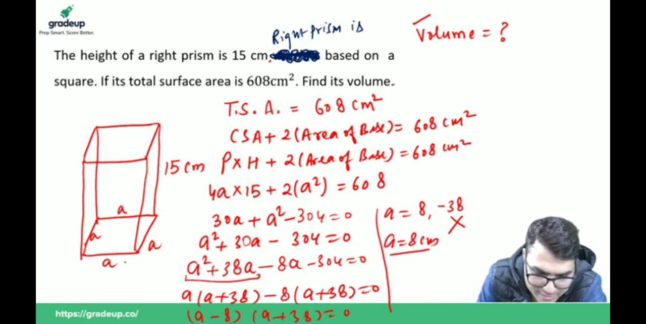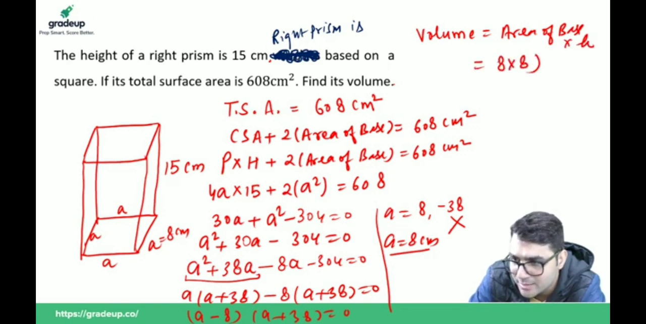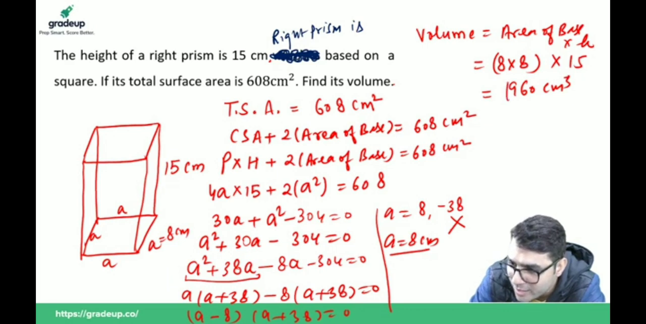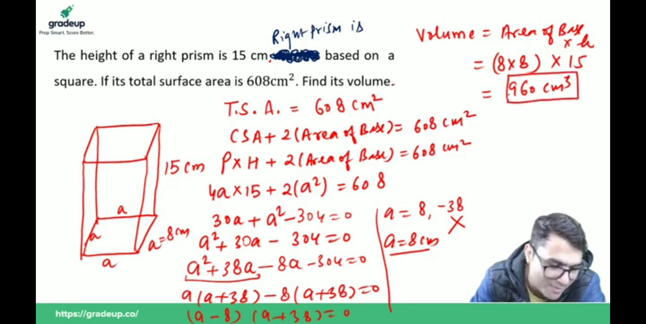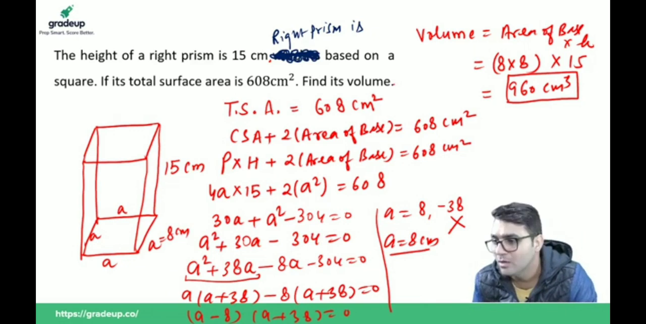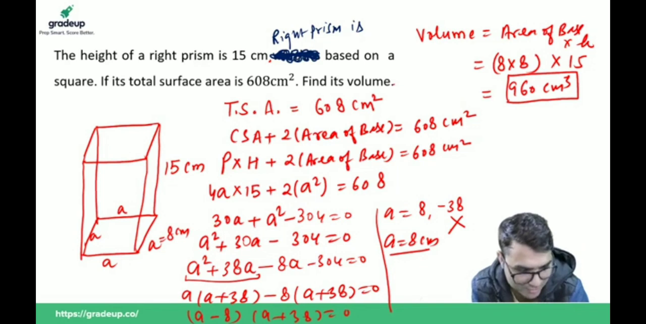Now we have to find the volume. Volume is area of base into height. Area of base is 8 into 8, that is 8 square, into height 15. This is 960 centimeter cube. But you need not do it like this in your examination. I will tell you how you can do it in a very easy way by the OSM method.